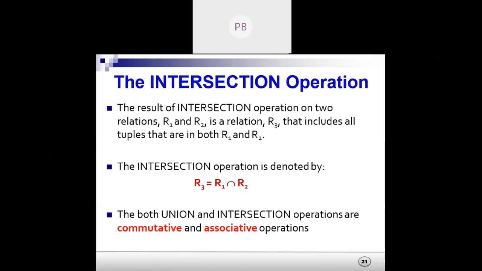Next is the intersection. So what happens in intersection, we know that it will choose the common ones, right? And always remember this, we represent it using the inverted U. Both union and intersection operations are commutative and associative. You know that A plus B equals B plus A is the commutative one, and A plus B plus C equals A plus B plus C is the associative one.